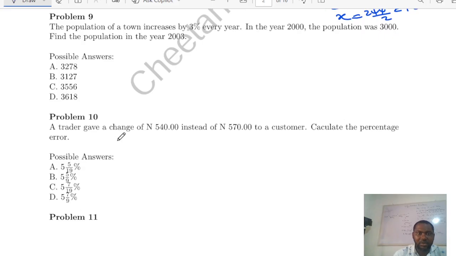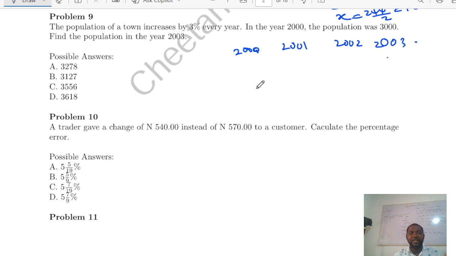Okay, so that leads us to the next one. The next one says, the population of a town increases by 3% every year. That's the yearly increment. In the year 2000, the population was 3,000. Find the population in the year 2003. That means after 3 years. In fact, year 2000 is the first year, 2001 the second year, 2002 the third year, 2003 the fourth year. So we are looking for the fourth year.